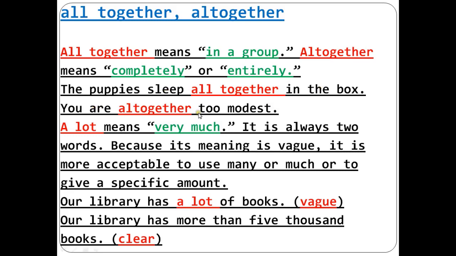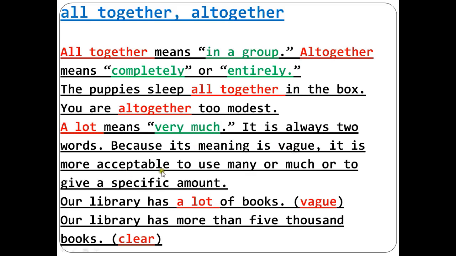You are altogether too modest. Altogether means completely, entirely too modest. Now a lot means very much. It is always two words, a lot, because its meaning is vague. Vague means not clear. So a lot, its meaning is vague, unclear.